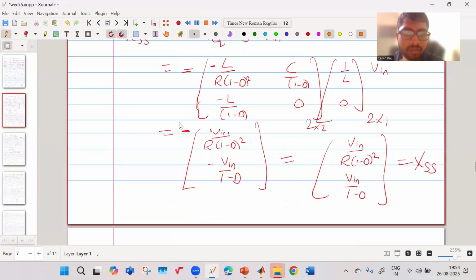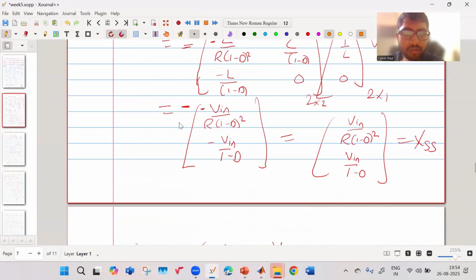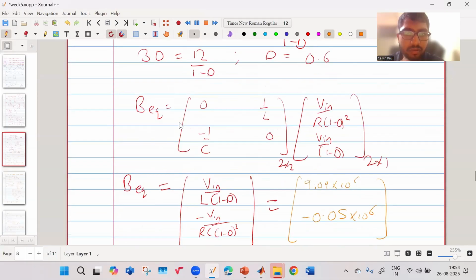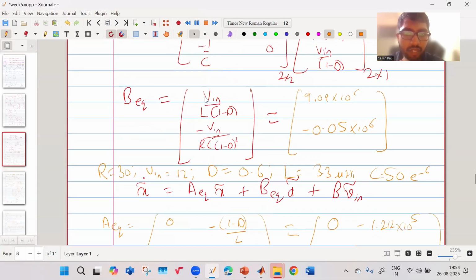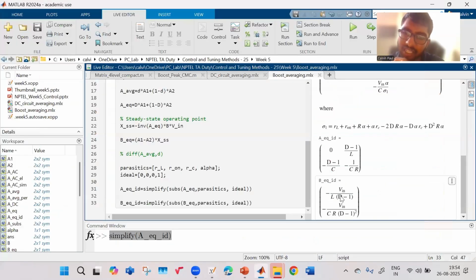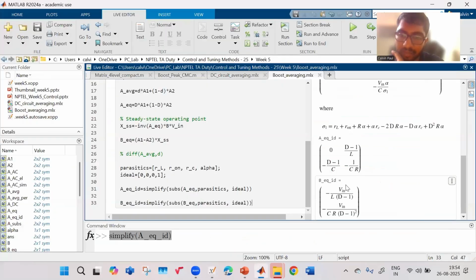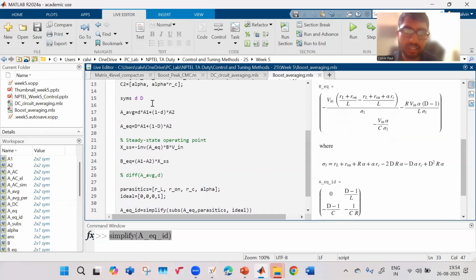Let's check. B equivalent which we got: V upon L into 1 minus D. Okay, they just taken D outside, so it is minus the same. And then over here, B equivalent is minus V upon RC 1 minus D square. So minus V upon RC 1 minus D square. Okay, I think we should put a constraint.